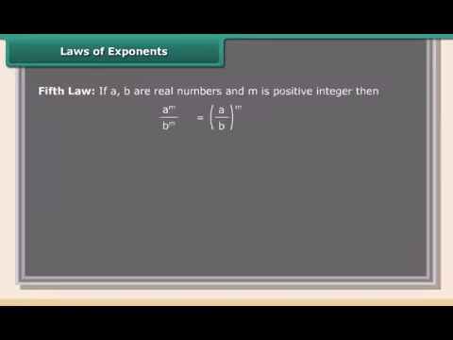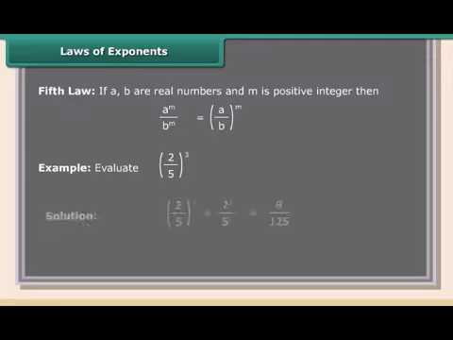Fifth law: if a, b are real numbers and m is a positive integer, then a^m upon b^m is equal to (a upon b)^m. Example: evaluate (2 upon 5)^3. Solution: (2 upon 5)^3 is equal to 2^3 upon 5^3, which equals 8 upon 125.